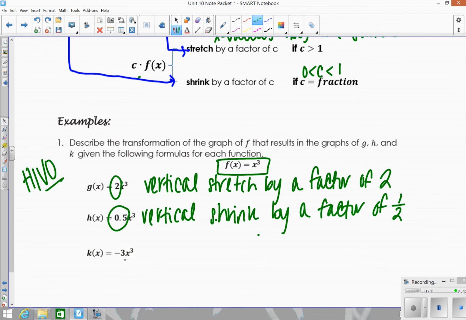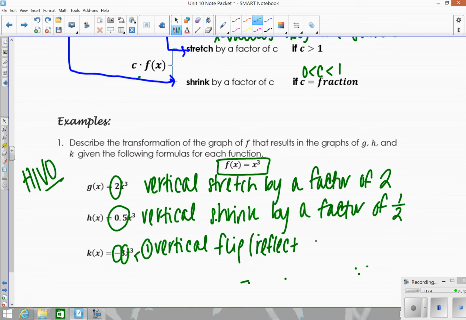And then this last one here. Remember when we were doing this, C is not going to be negative. C is going to be a positive number. So notice here that I have this negative as well as a 3. There are going to be two things for this. The negative is going to tell me that there's going to be a flip, and since it's on the outside, that means it's going to be a vertical flip. If we're flipping vertically, that means up or down, so it's a reflection over the x-axis.